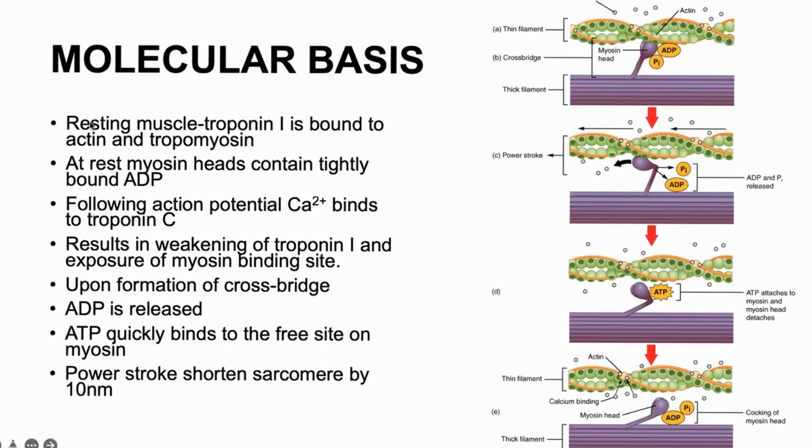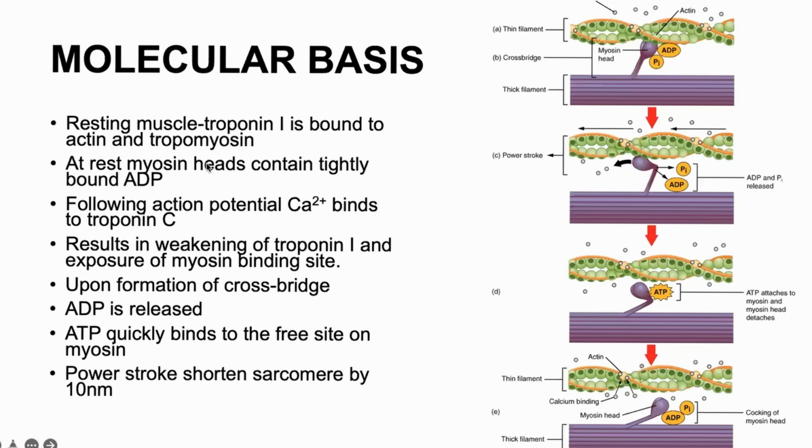But in terms of the resting muscle, the troponin I is bound to the actin and tropomyosin. At rest, the myosin head contains tightly bound ADP. There's ADP that is anchored to the myosin, and there is also troponin I that covers the region on the actin. Following action potential, calcium binds to troponin C, and this will result in weakening of troponin I, and this will cause the exposure of the myosin binding site.